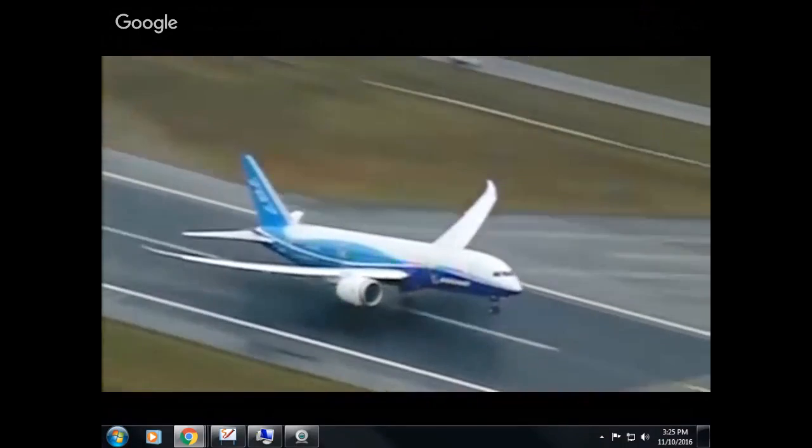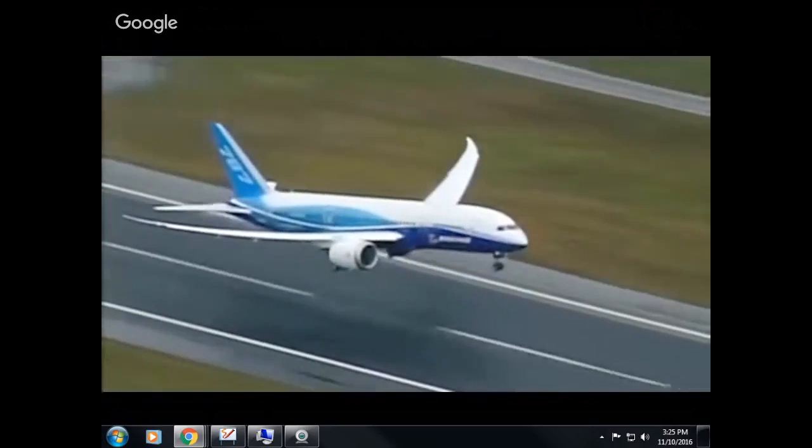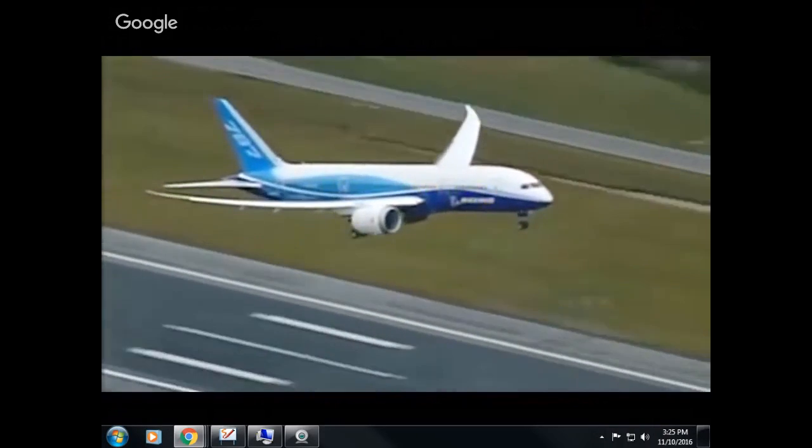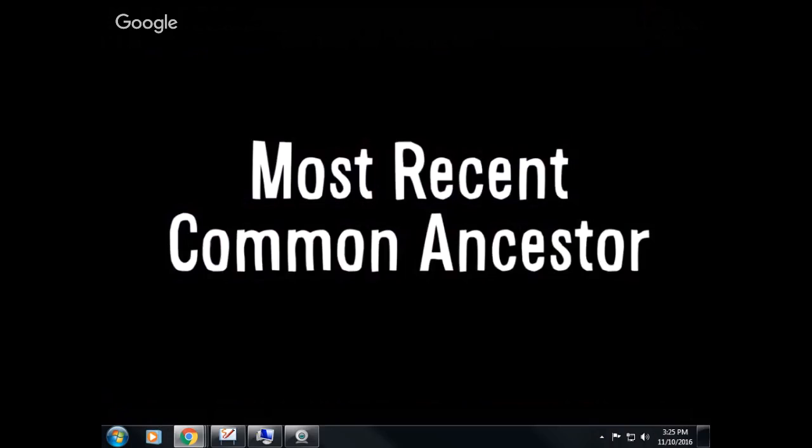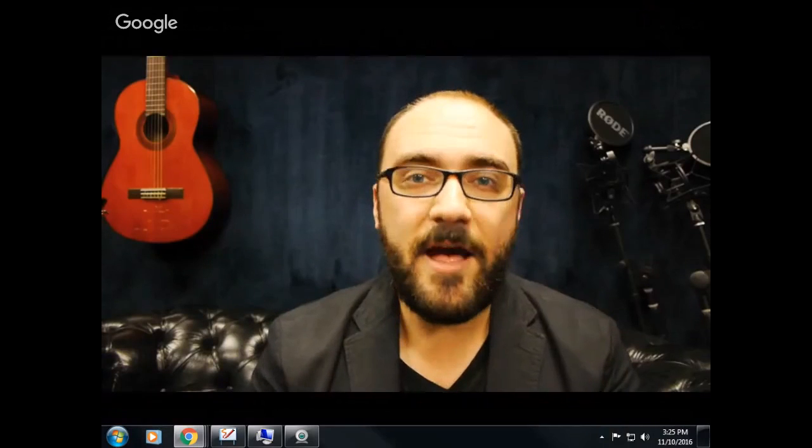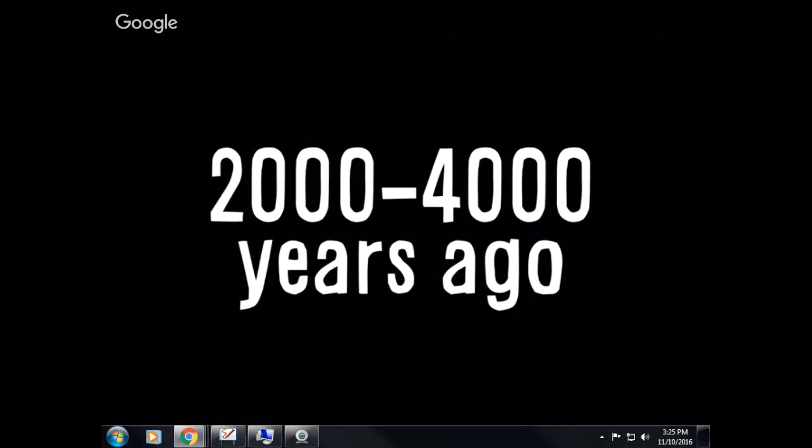Furthermore, because our society is becoming more and more mobile, our most recent common ancestor is becoming more recent. Mathematical models are now showing us that for every human on Earth right now, our most recent common ancestor probably lived only 2,000 to 4,000 years ago.